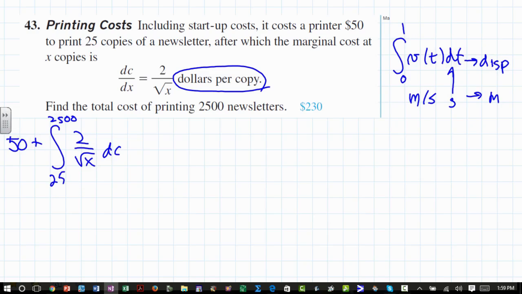Why would it be 25 to 250 and not 0 to 2475, sorry? Okay, good question. Let me make sure that your point isn't the right one and I'm not wrong. Please, startup costs, after which the marginal cost.